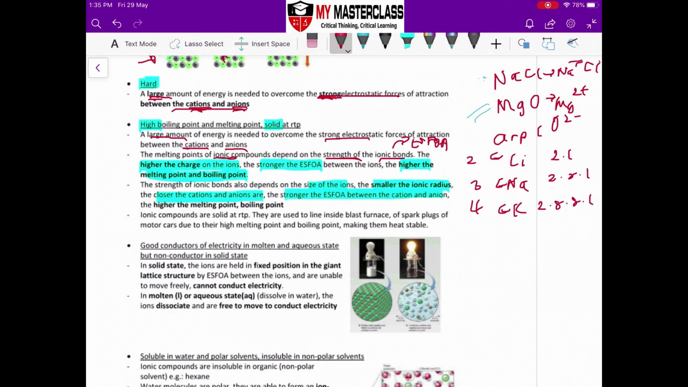By this deduction, your lithium chloride, LiCl, will have a smaller ionic radius than NaCl, than KCl. So my lithium chloride will have the smallest ionic radius, stronger electrostatic force of attraction, so higher melting point and boiling point. Your potassium chloride will have the lowest melting point and boiling point, because it has the biggest ionic radius, weaker electrostatic force of attraction between the cations and anions. This leads to lower melting point and boiling point.